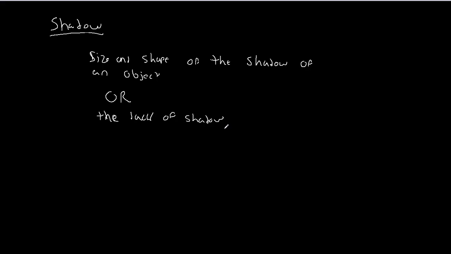Like, for example, you wouldn't expect a lawn or the actual field of an athletic facility to cast a shadow, right? And that's a good indication that it's actually on the ground. So in that case, the lack of a shadow is just as important as the size and shape of an existing shadow. And what I want to do is go through some examples and talk about why shadows are so useful.